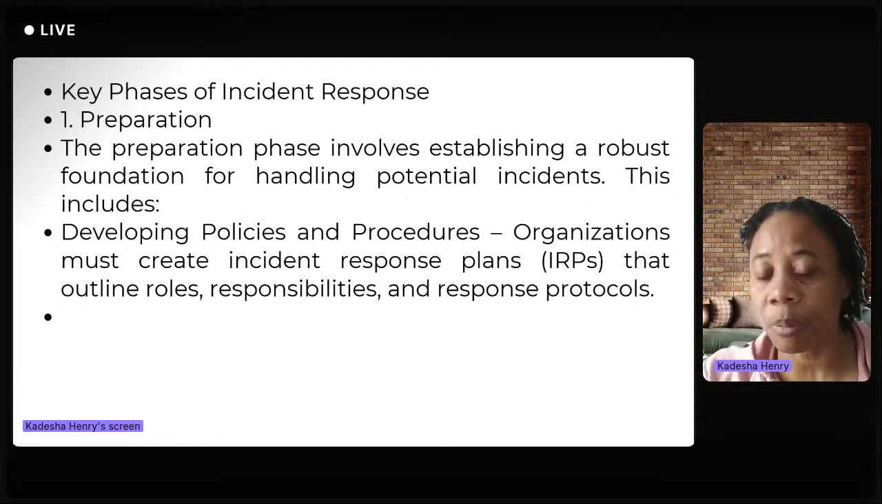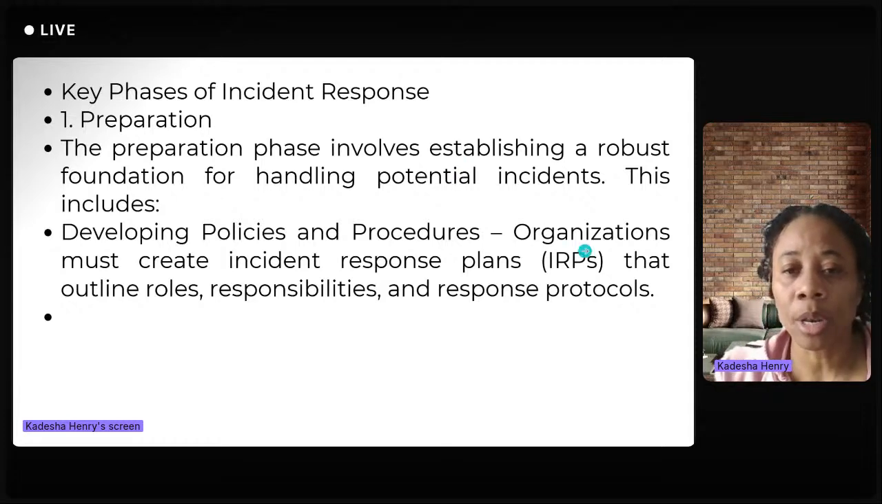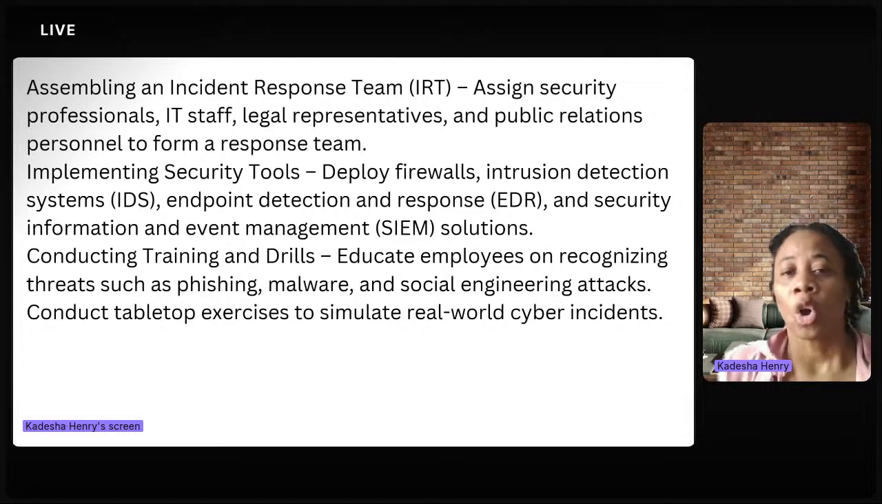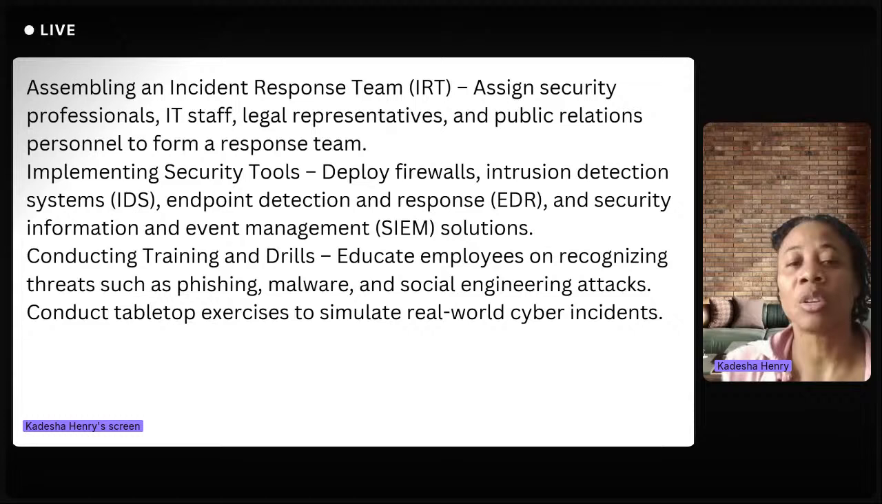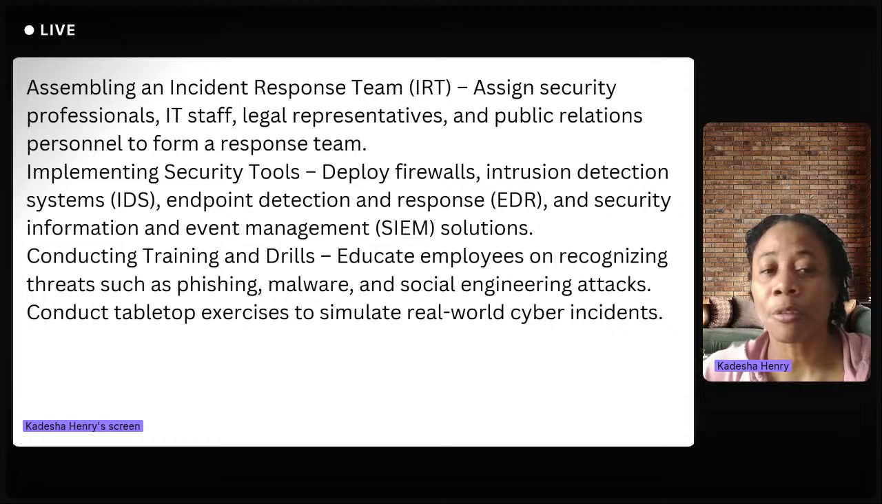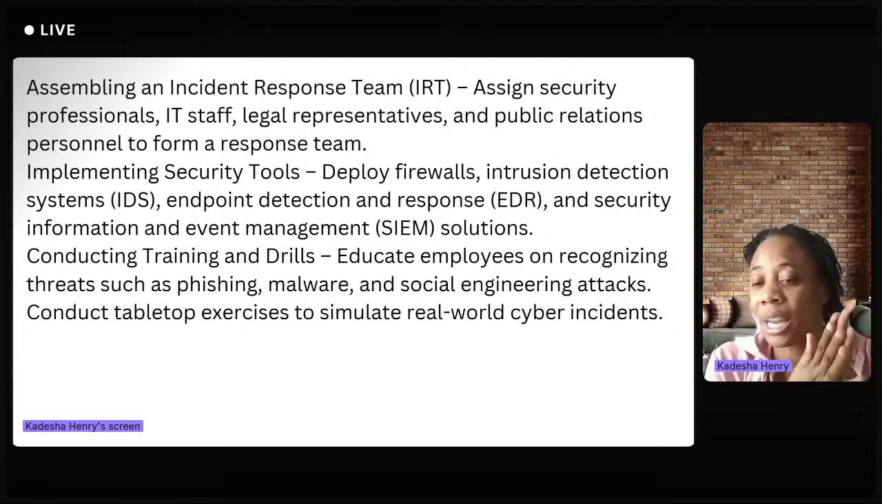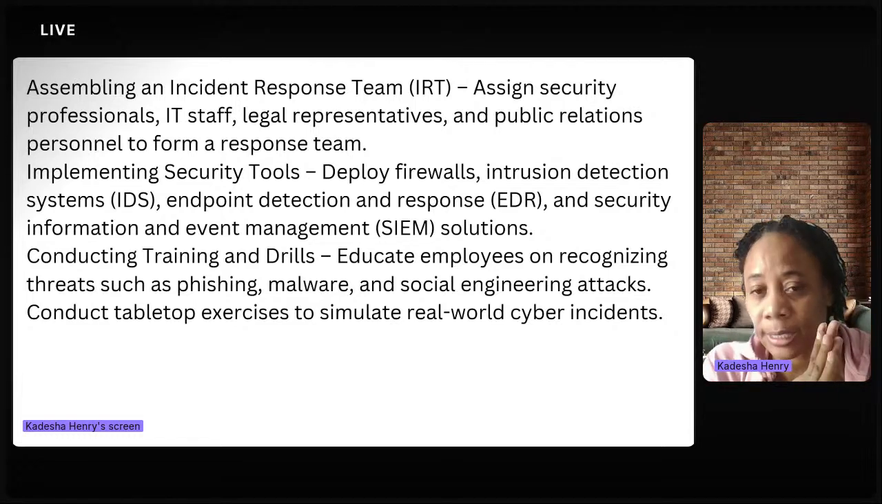Okay, so let's look at the other part of this, the key phase. We're still looking at preparation. So the other aspect of it is assembling an incident response team, right? So we have our policies and procedures. We're going to assemble the incident response team, assigning security professionals, IT staff, legal representatives, public relations. All of these are taking place in the preparation phase.